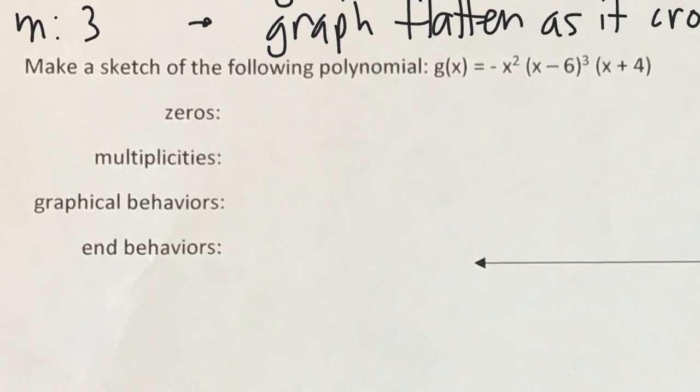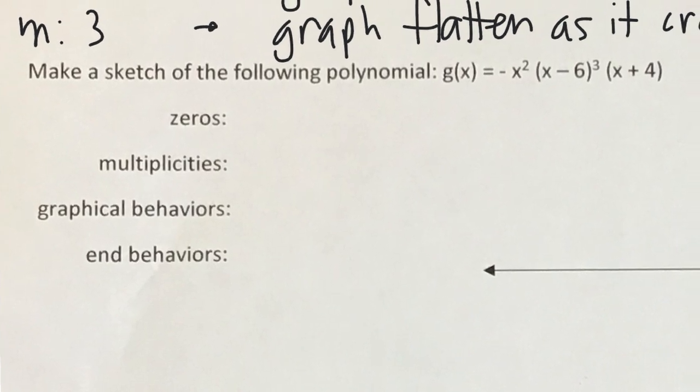So this one says make a sketch. Let's figure out all these things that we're going to be involved in our sketch. Okay, the zeros. This factor gives us a 0, this factor gives us a 0, and this factor, right? Everything that is being multiplied gives us a 0. So we have x equals 0 from our x squared. We have x equals positive 6 from your x minus 6.